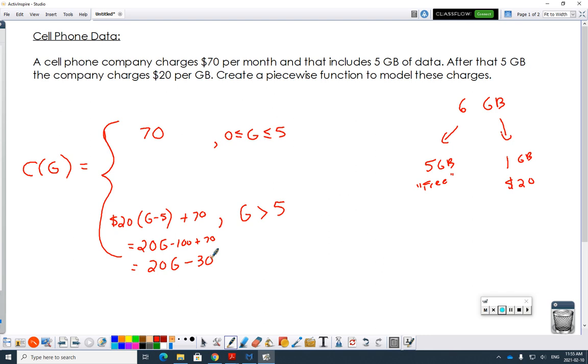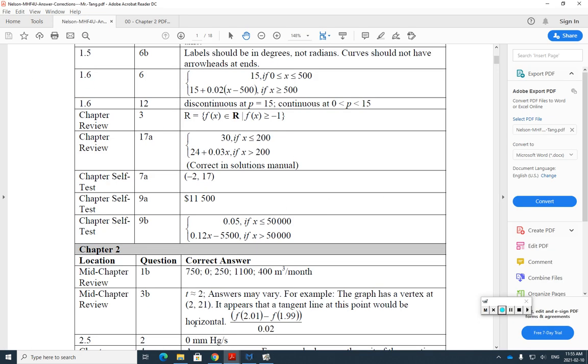Okay? Now, your textbook makes a mistake there. Question 1.6, number 6. It doesn't include the x minus 500 in there when you get to that question. So the back of the book just says 15 plus 0.02x, and it's wrong. All right, so the solutions are right there. So make sure you draw your attention to that.